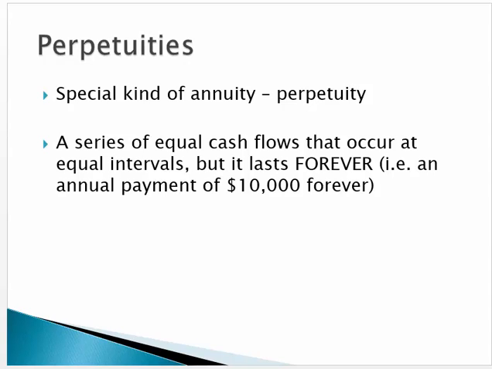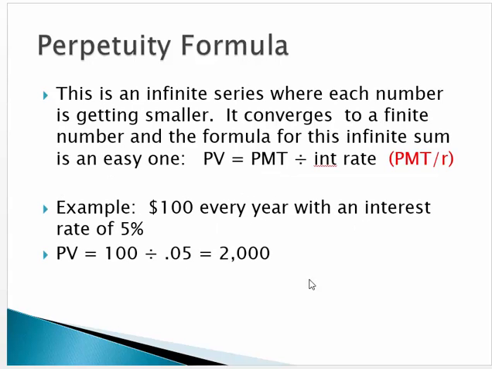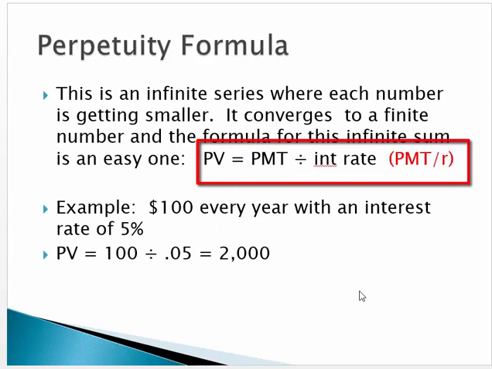So an example might be an annual payment of $10,000 each year forever. The perpetuity formula is a really simple formula. That's a nice thing about perpetuities. We're going to treat each cash flow as a lump sum, discount it back the appropriate number of periods, and we end up with the formula on this next page where we've got the present value of a perpetuity equal to the payment divided by the interest rate.